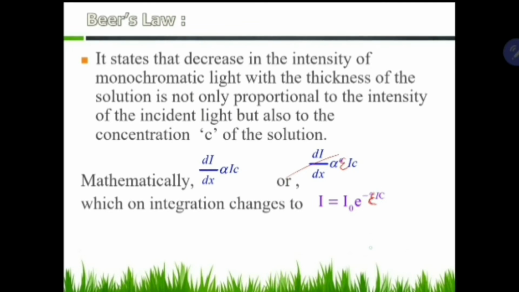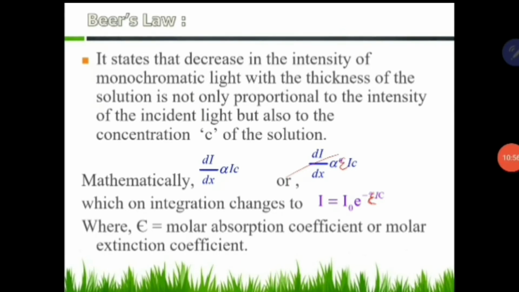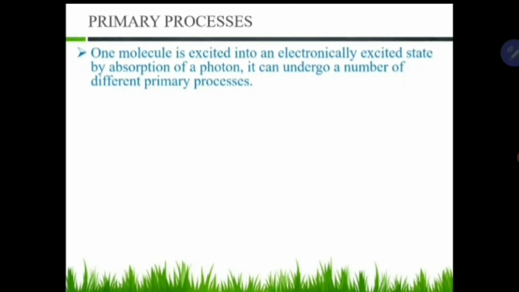I = I naught e raised to minus epsilon IC, where epsilon is the molar absorption coefficient, or it could be called the molar extinction coefficient. Once the absorption has happened, we have already learned two laws. One is Lambert's law, the other one is Beer's law. If they ask for Beer-Lambert's law, you can write the last law, that is Beer's law, that will do the needful.